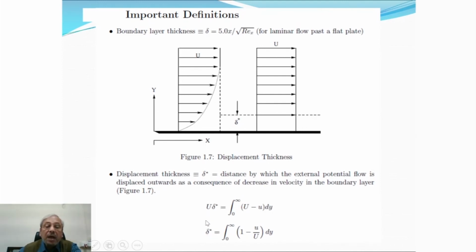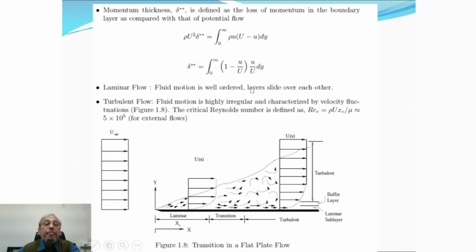So delta star, the displacement thickness, is given by the integration from 0 to infinity of 1 minus lowercase u by uppercase U dy. This is the definition of displacement thickness. In a similar way, momentum thickness delta double star is defined as the loss of momentum in the boundary layer as compared with that of potential flow.